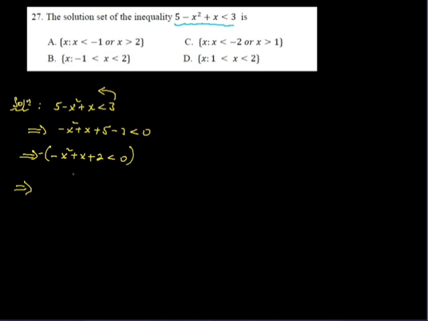Any inequality multiplied by a negative, the position of the inequality will be reversed. So what does it become? x square minus x minus 2, which was less than, because we multiplied by a negative, becomes greater than 0. Now the factorized form of this quadratic is very important. We can factor this like x minus 2 times x plus 1. The factorized form of x square minus x minus 2 is x minus 2 times x plus 1. How?